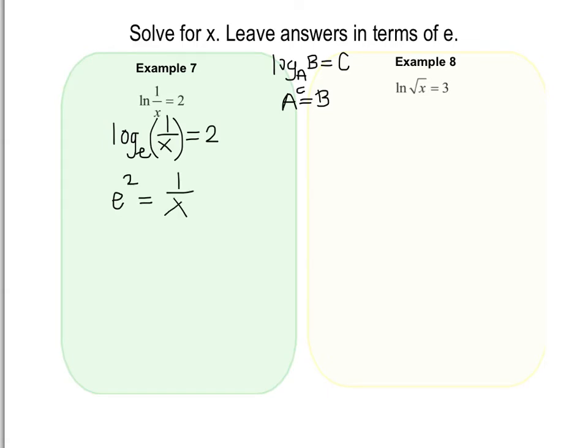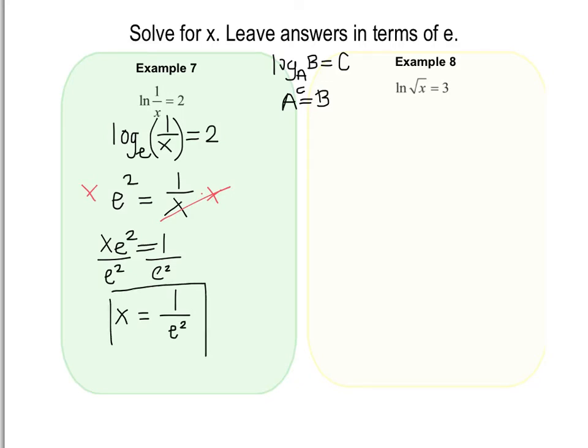And now I just have a basic algebra equation here to solve for x. So if I want to solve for x, I can multiply by x on both sides to get it out of the denominator. And then to get x by itself, multiply by e squared. So x is 1 over e squared. I'll just leave the exact answer there. You could go to your calculator and get a decimal approximation, but that's fine just to leave your answer right like that.